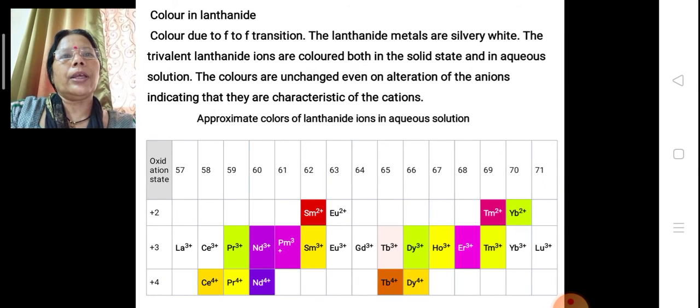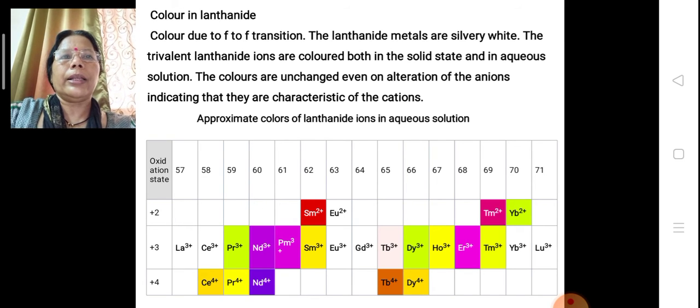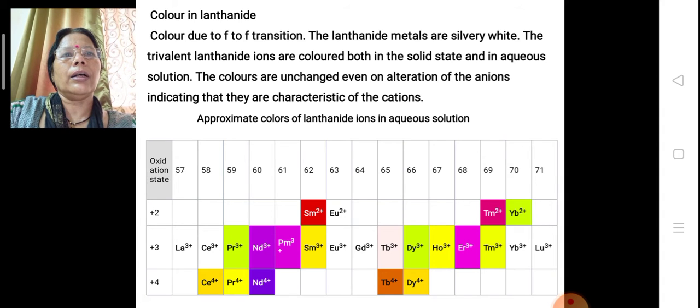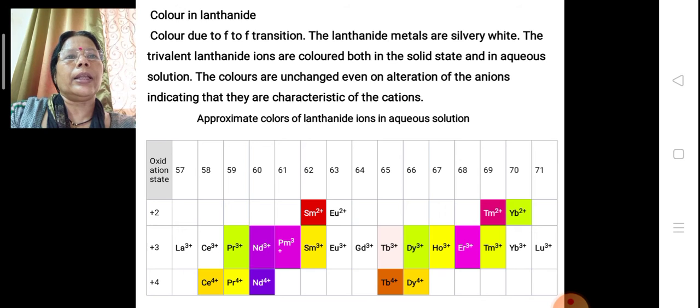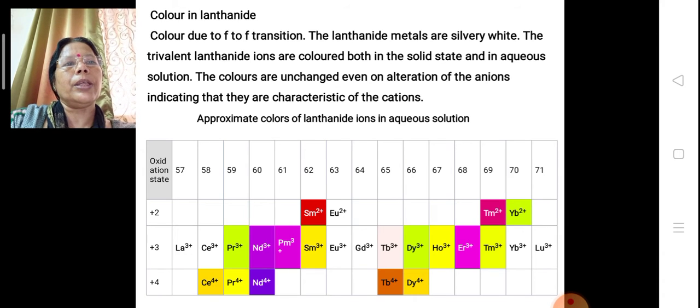Color is due to f-f transitions. The lanthanide metals are silvery white. The trivalent lanthanide ions are colored both in the solid state and in aqueous solution. The colors are unchanged even on alteration of the anions, indicating that they are characteristic of the cations. The approximate colors of the lanthanide ions in aqueous solution in the +2, +3, and +4 oxidation states are shown.